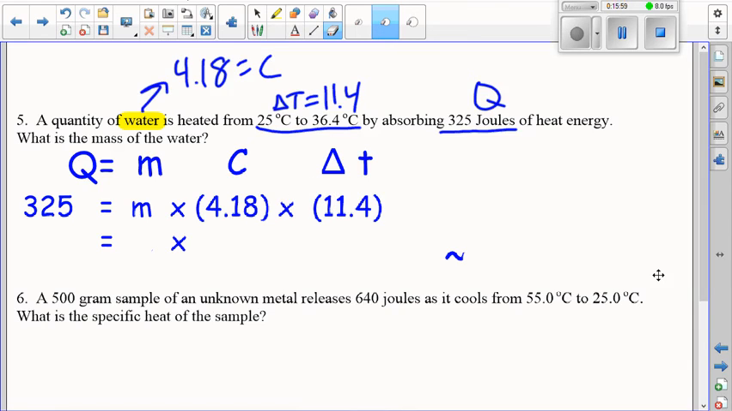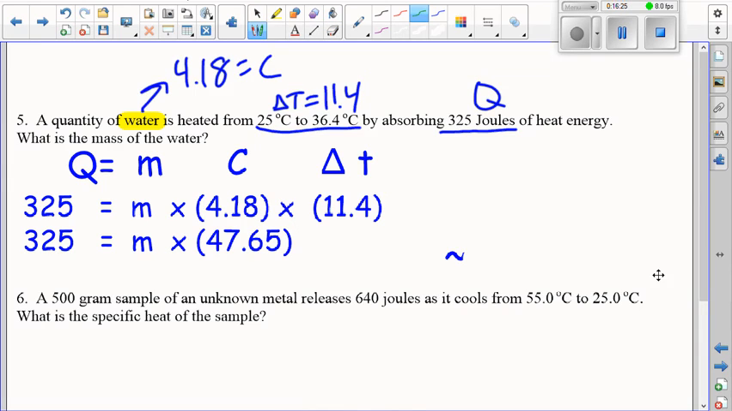So if I want to simplify this a little bit, 325 equals, I'm going to multiply my 4.18 by my 11.4. So can someone tell me what 4.18 times 11.4 is? Yeah. So M times your 47.65. And I just took my 4.18 and my 11.4 and multiplied those together. Okay. So these two guys right here multiplied together, they make this guy.